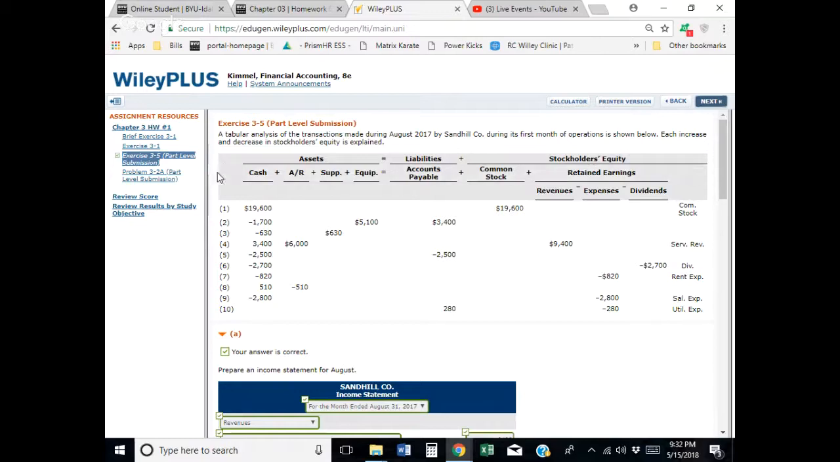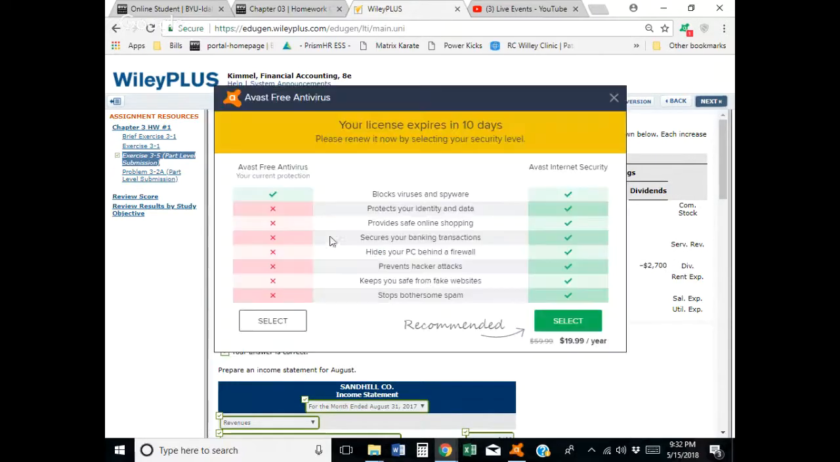And we have a breakout of all the entries in the cash account. We have 9 entries in our cash account. There's 2 entries in the accounts receivable account.